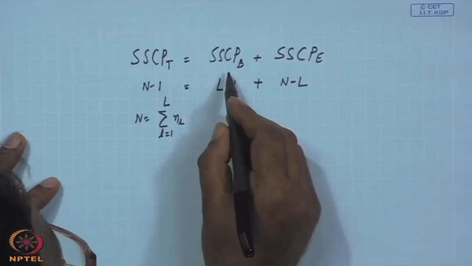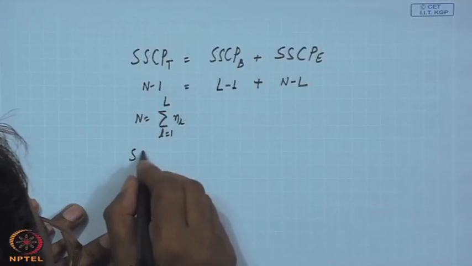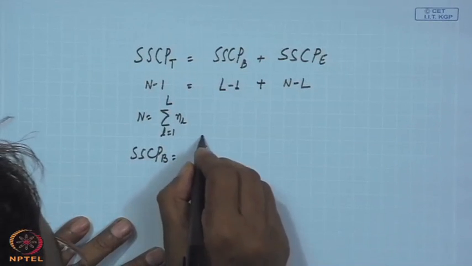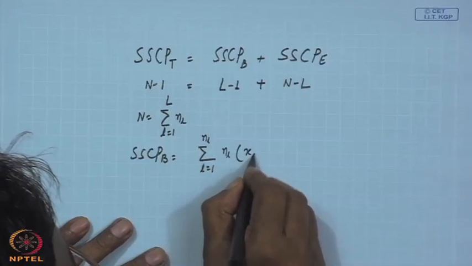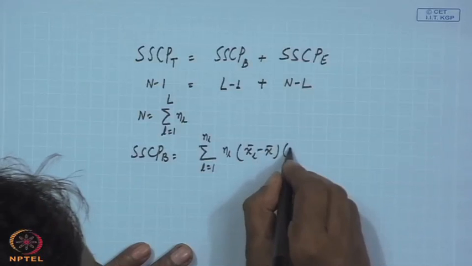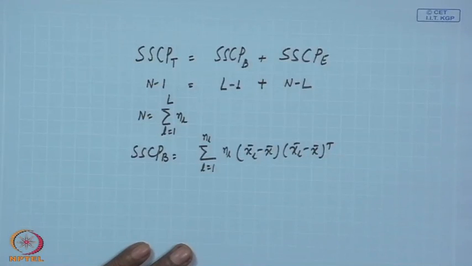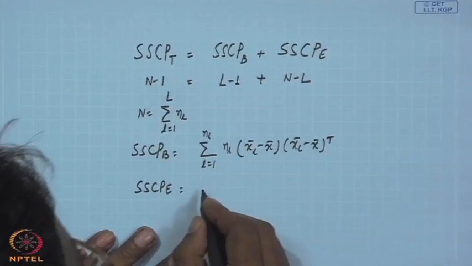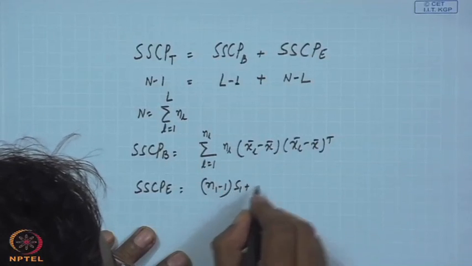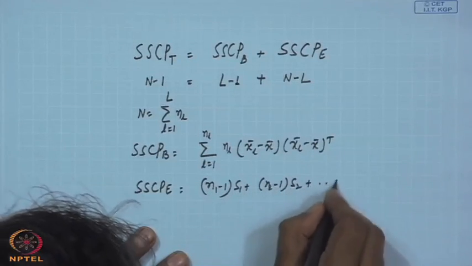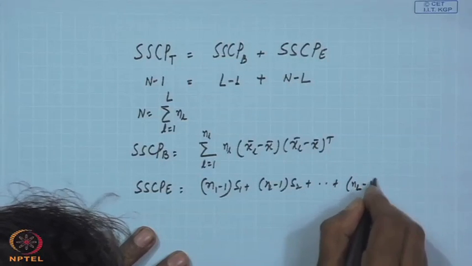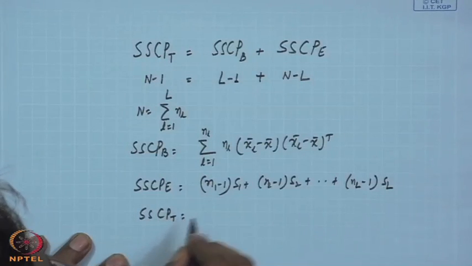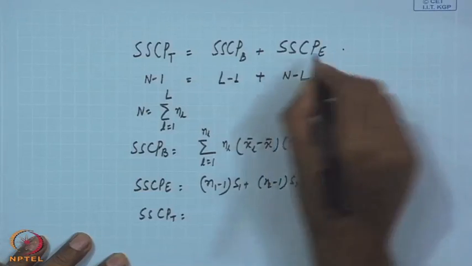And as I told you in the last class, SSCP B will be computed using the formulation sum over l equal to 1 to L of n_l (x_l bar minus x bar)(x_l bar minus x bar) transpose, and SSCP E will be computed using the formula (n1 minus 1) S1 plus (n2 minus 1) S2, up to (nL minus 1) SL, and then SSCP T will be the sum of these two.